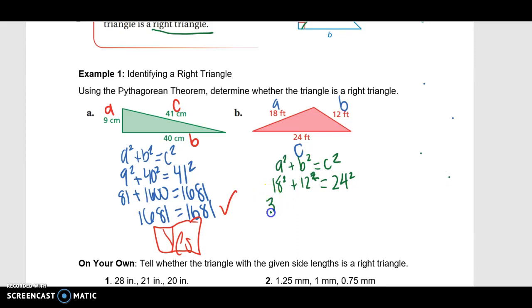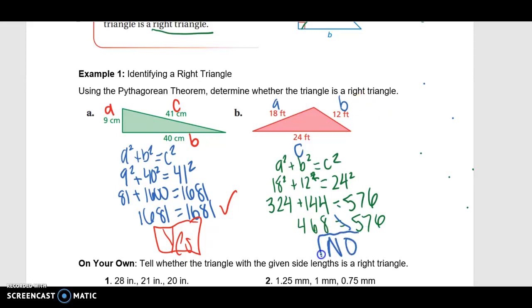Square all of them. 324 plus 144 equals 576. Combine, 468 equals 576. So now when we are looking at this, this is a false statement. 468 will never equal 576. So you would ask yourself, is this a right triangle? And the answer is no, because the left-hand side and the right-hand side are not the same exact number.